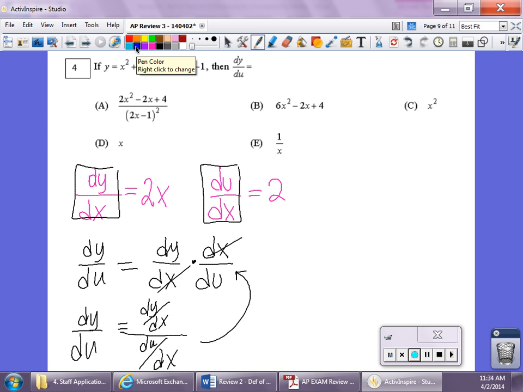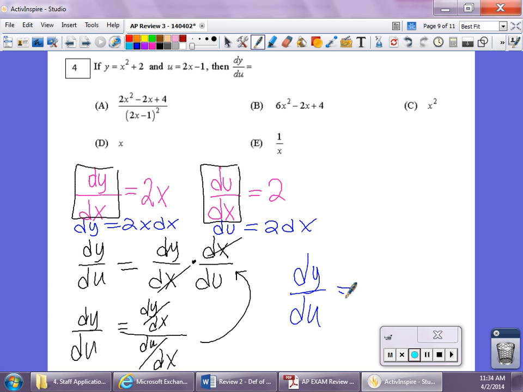Okay, so then this one, I'll squeeze it in blue. dy becomes 2x dx. du becomes 2 dx. And they're asking for this. So what do we do? Divide them.